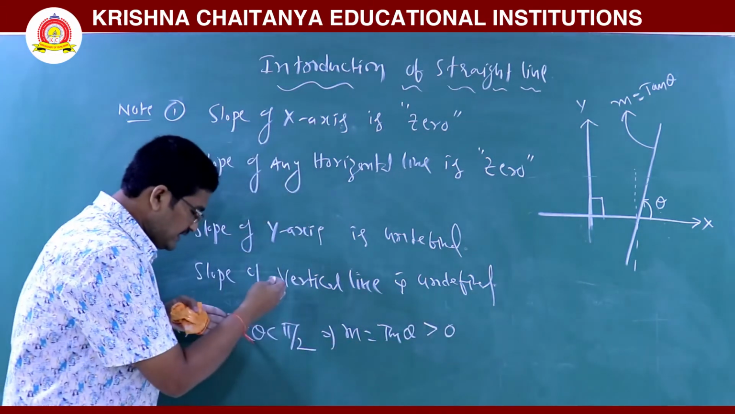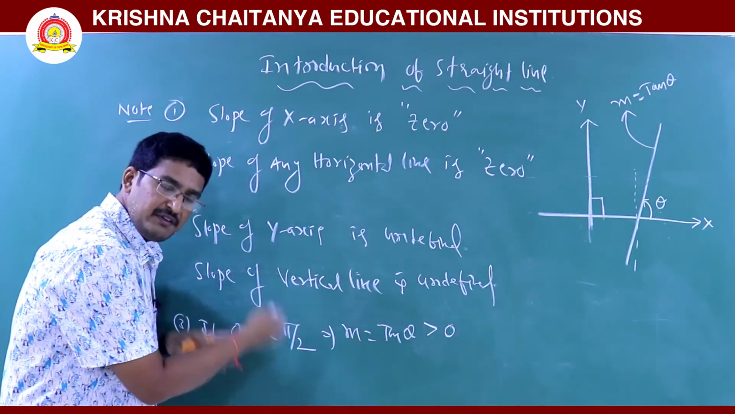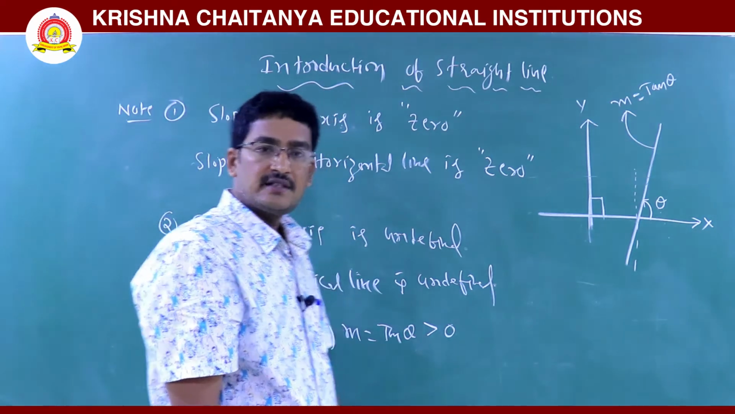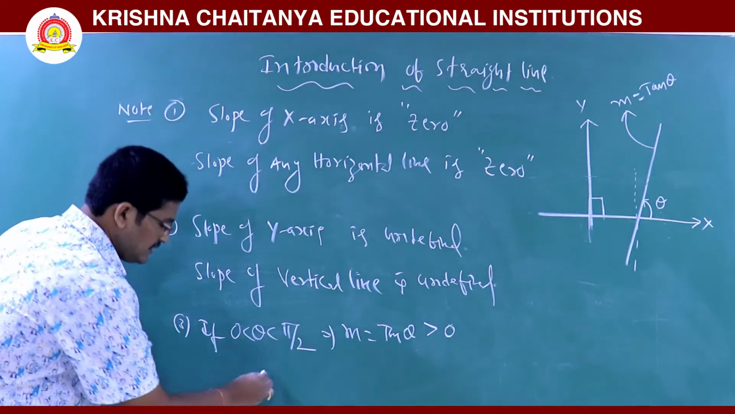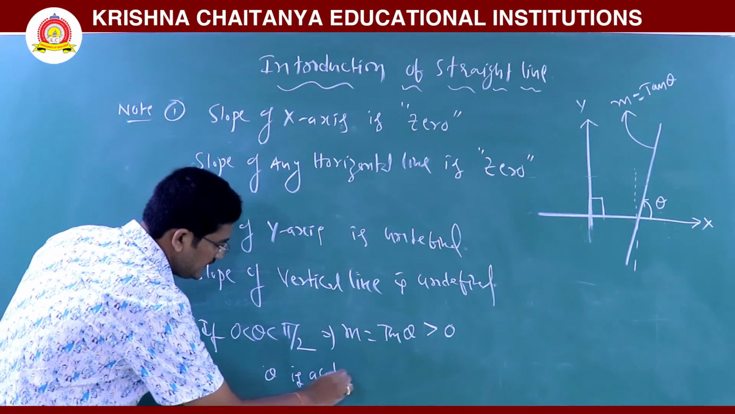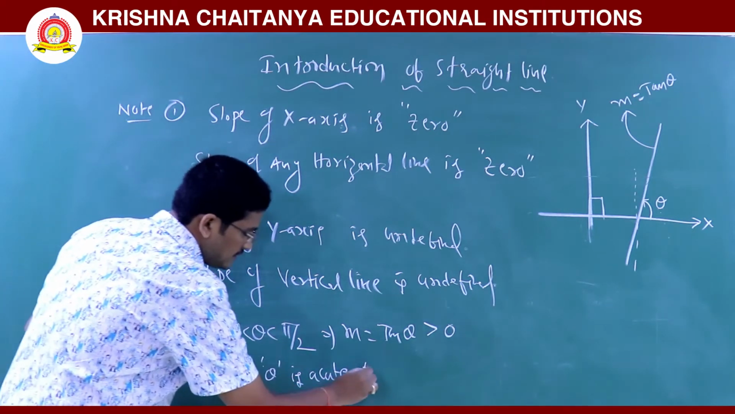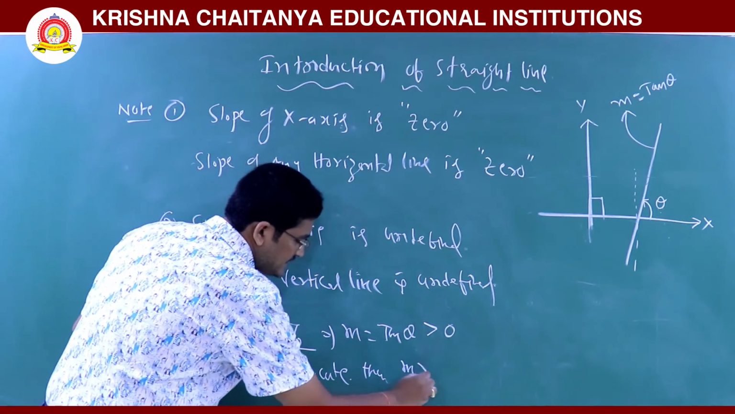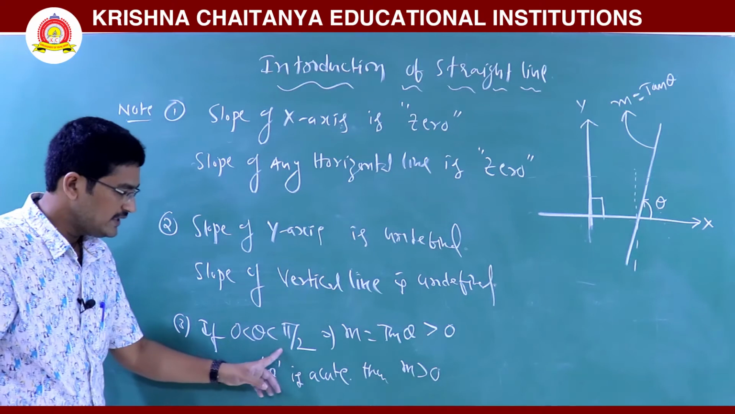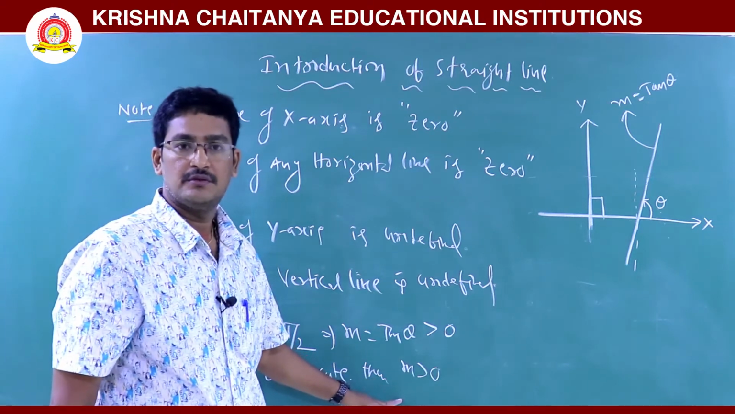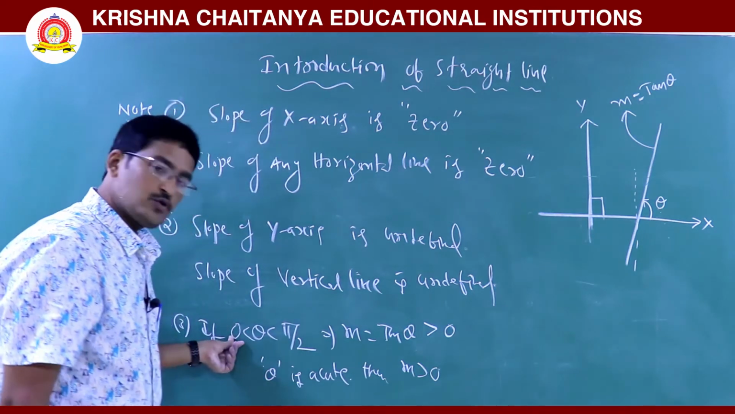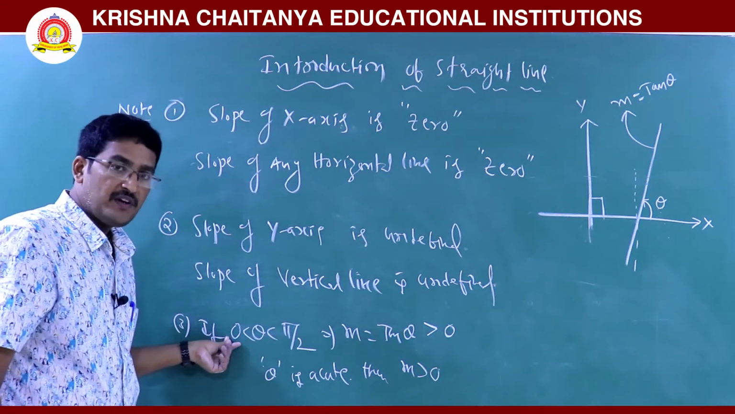That means if theta lies in the first quadrant, if theta lies between 0 to 90, if theta is an acute angle, then m is greater than 0, slope is positive. If theta lies between 0 to 90, then the slope is positive. Okay. If theta is equal to 0, slope is the slope of x-axis.